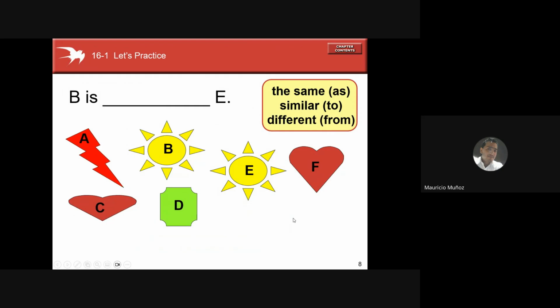Let's see another exercise. Now, the options are different. B, E. You see it? Good. So it says B is E. This is B, this is E. Look at both pictures. Yes, B is the same as E. Good job. That's perfect. B is the same as E.